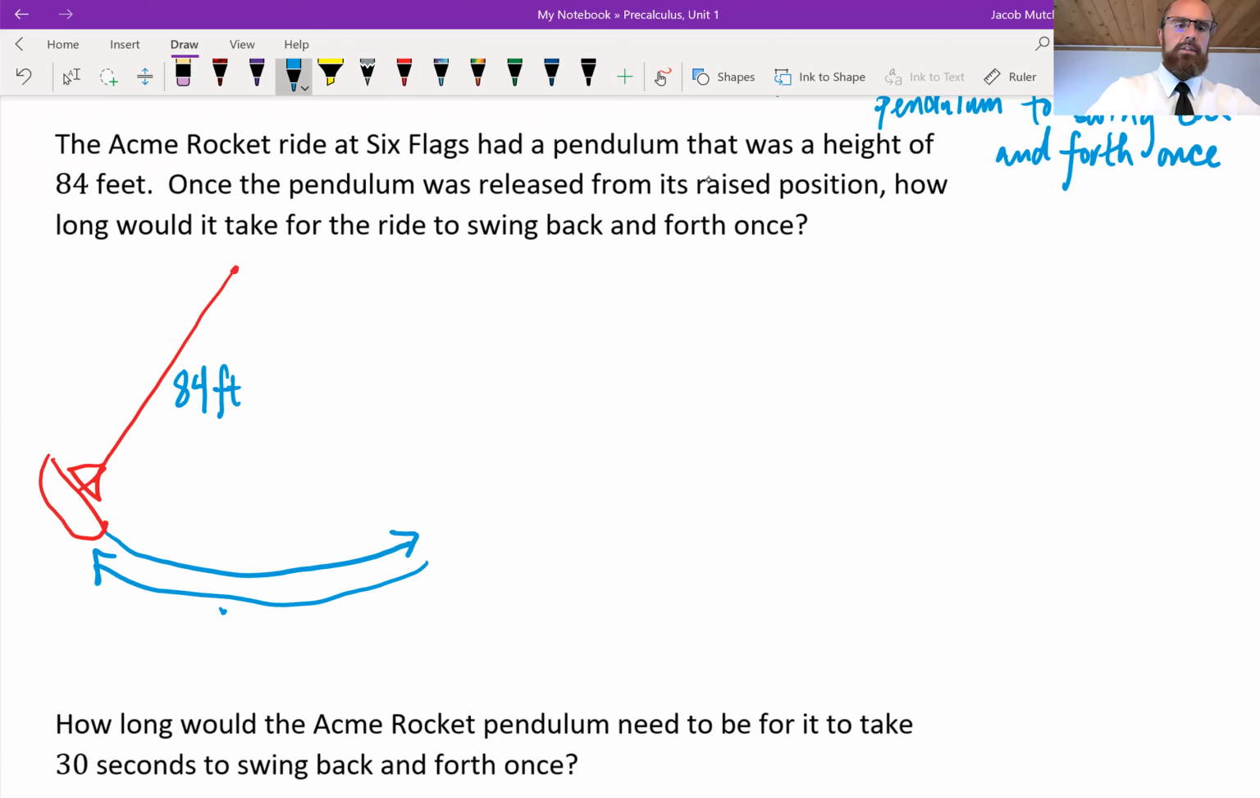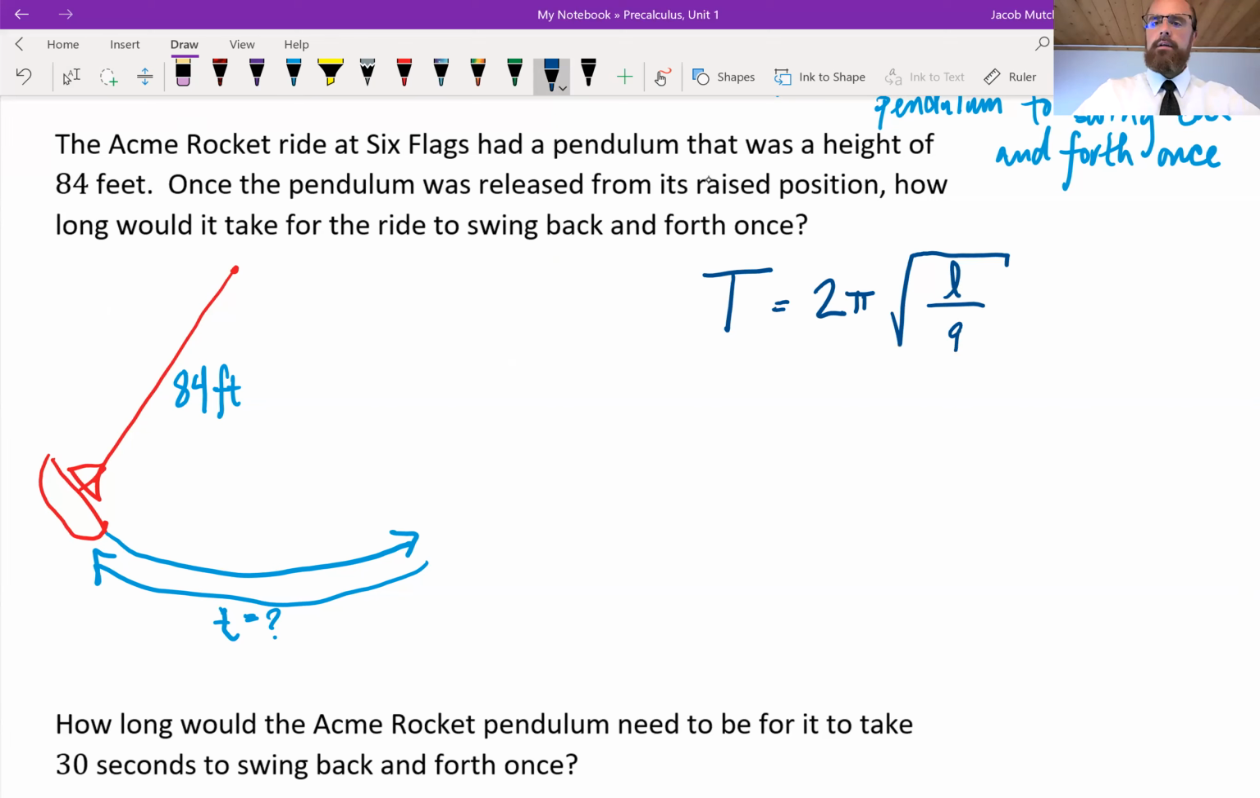What's the time? Now, we've got a formula that governs this motion of a pendulum. So let's record that formula. And it is the period, which we're going to call capital T. So we do that because it's really about time, equals 2 pi times the square root of a fraction. So it's the length of the pendulum, or the height, divided by g.